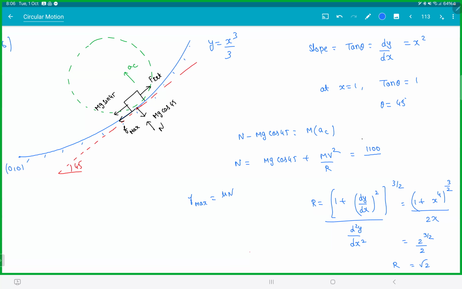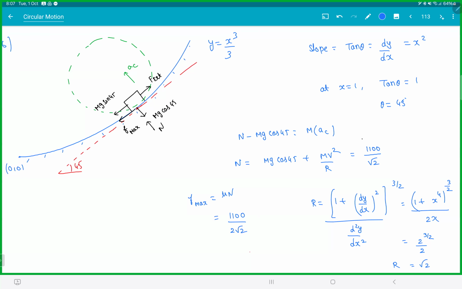2 root 2 or root 2. We have got root 2. Let's calculate. 100 by root 2, that is m 1000. 1100 by root 2. Shana, you got a 2 extra. But did you give me the friction value? Sir, I gave friction. You gave friction value. Then okay, that is 1100 by 2 root 2.